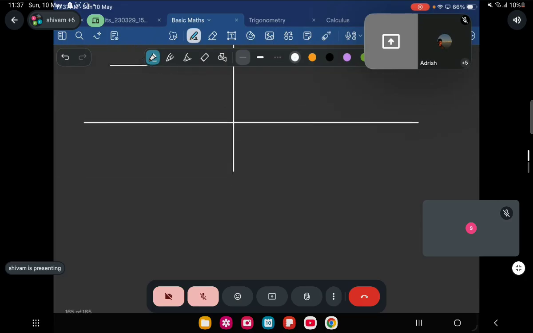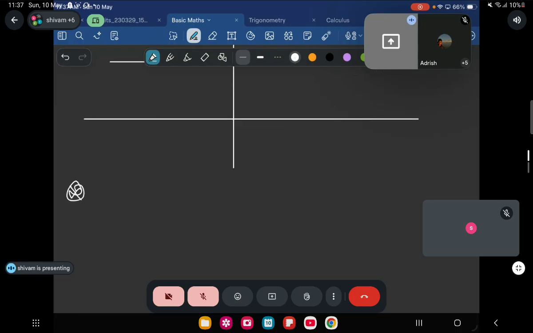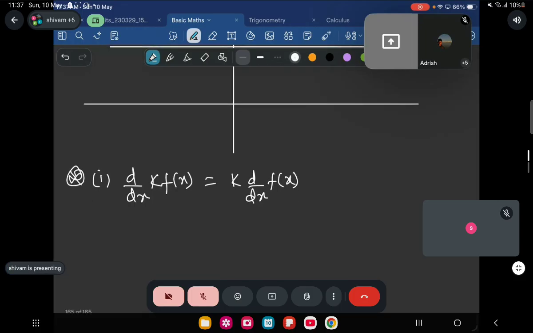Numbers like 8, 9. y equal to 8, y equal to 9, all this. Next, dy dx of k into f of x. k will come outside. It will become k into dy dx of f of x. Okay, everyone, k is a constant. Number 2, dy dx of f plus minus g whole x.